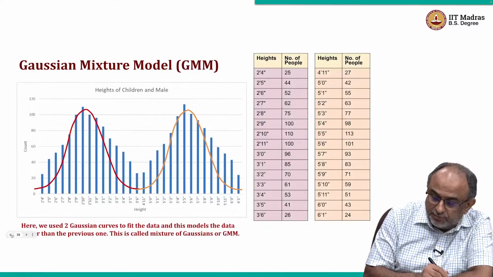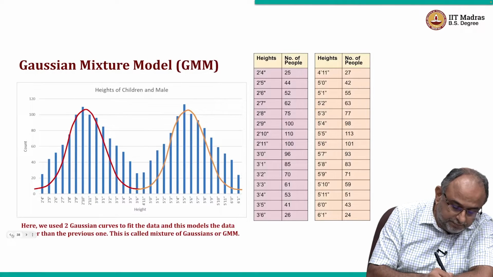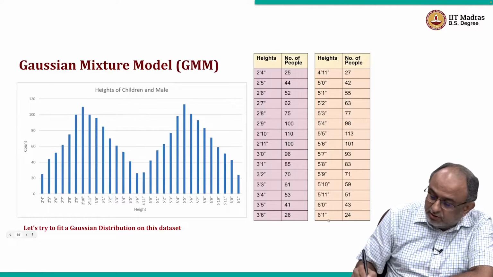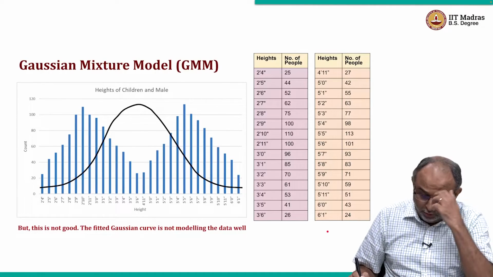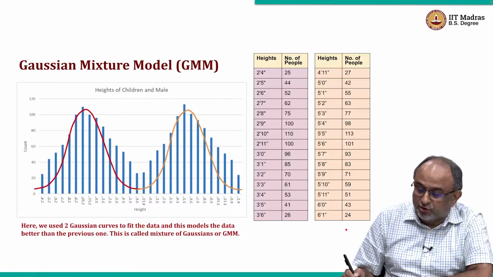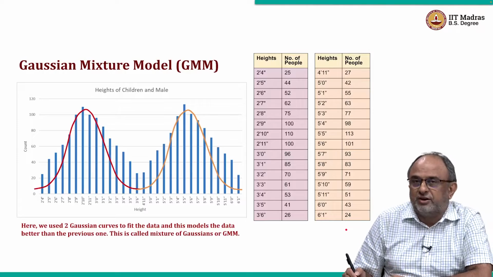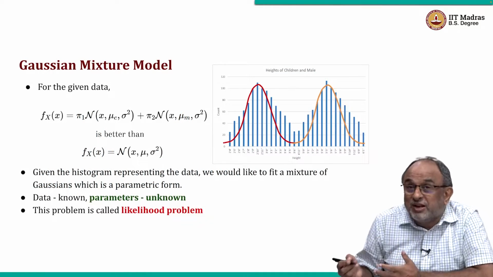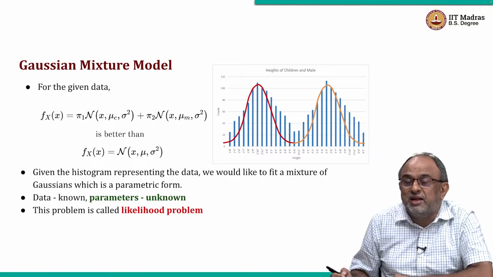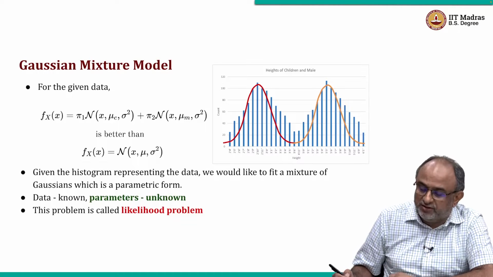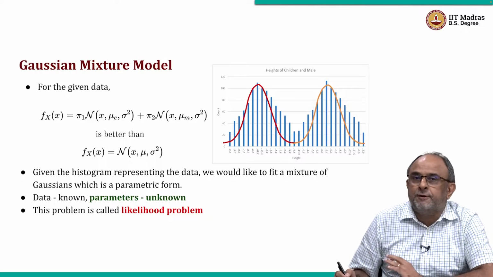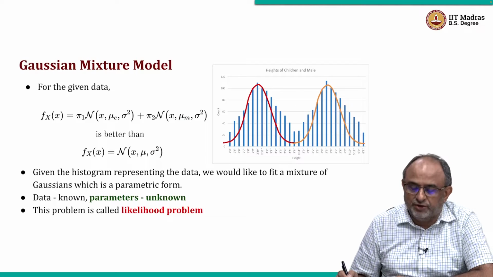Sorry, did I make a mistake here? Yeah, sorry. So the single Gaussian is not a good fit, but generally a two Gaussian is a better fit for this kind of data. Visually seeing this picture, I as a human am able to decide that this is a better model than this. So that is a given.